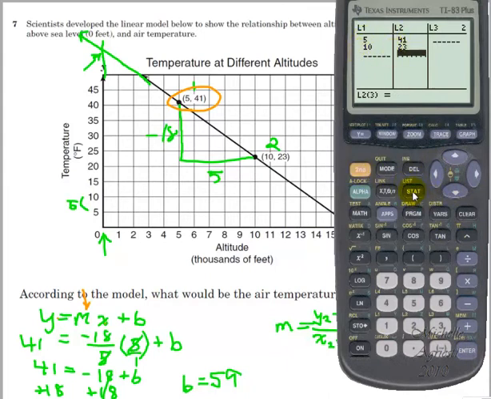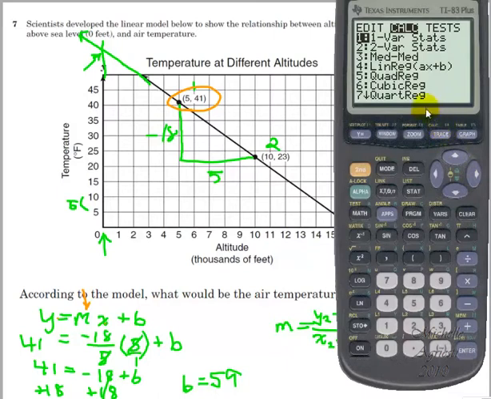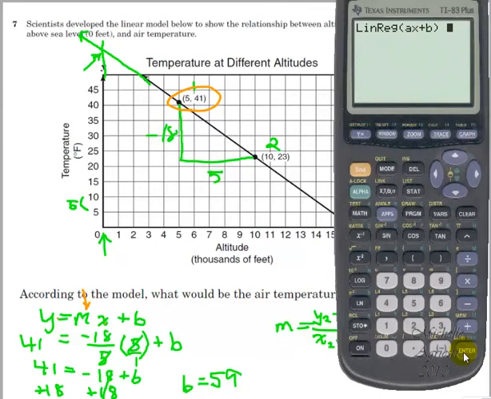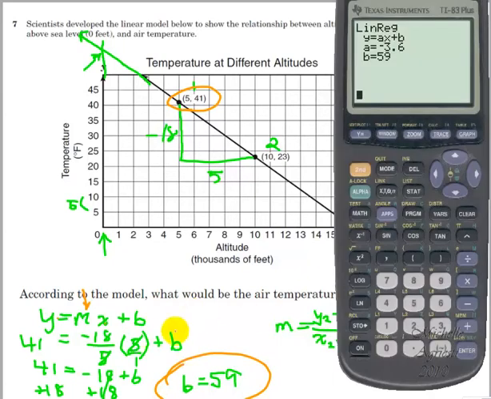I'm going to do Stat again, and this time we're going to arrow over to Calculate. And I want linear regression. And here it is, linear regression. It's going to be in the form ax plus b. So this is like the slope times x plus the y-intercept, and that's exactly what I want. Hit enter, and there it is. Here's my slope, -3.6, which remember we got the -18 over 5, which was -3.6, and there's my y-intercept, 59. Much easier as long as you remember how to do it. If you can't remember how to do it, we can always do this method.